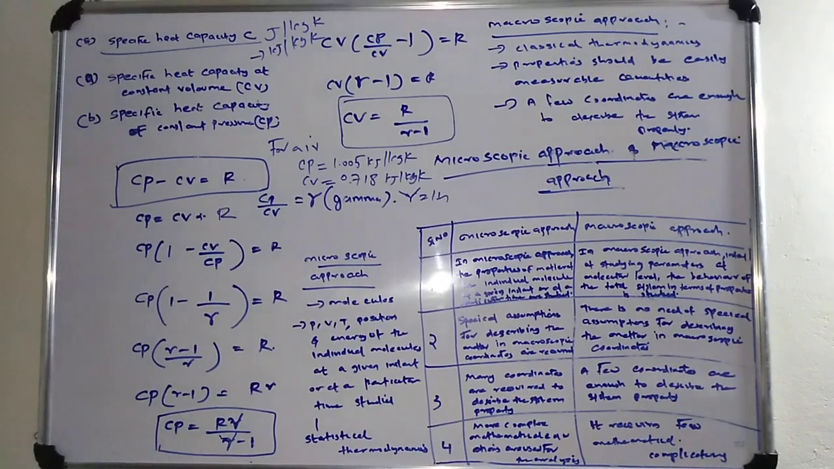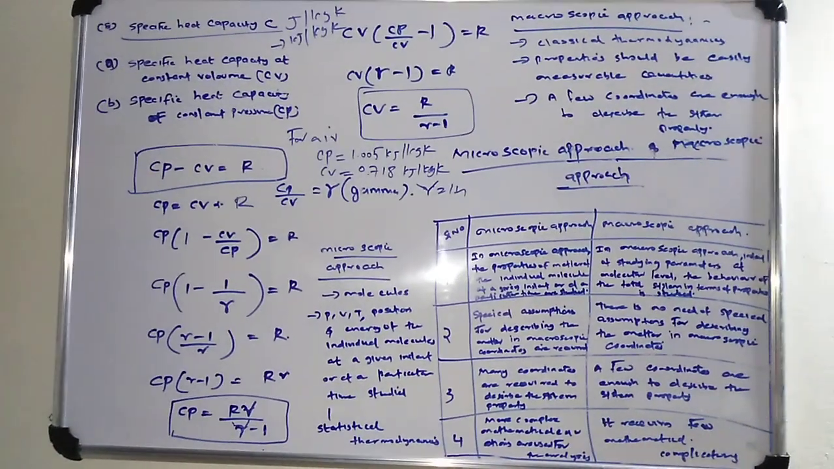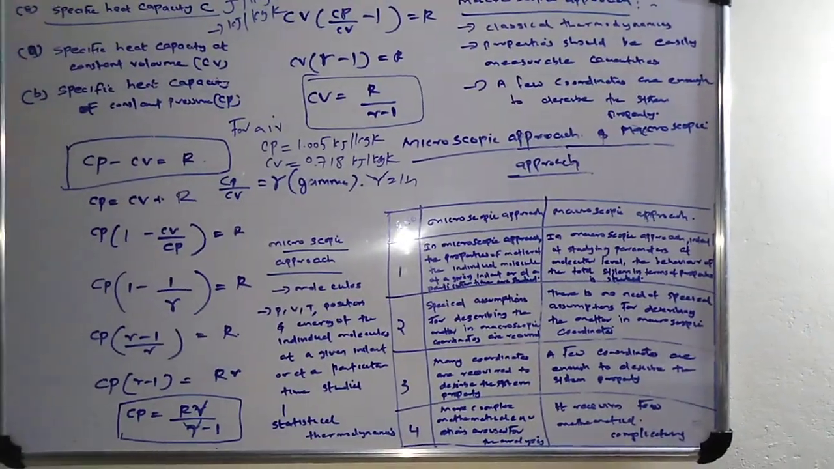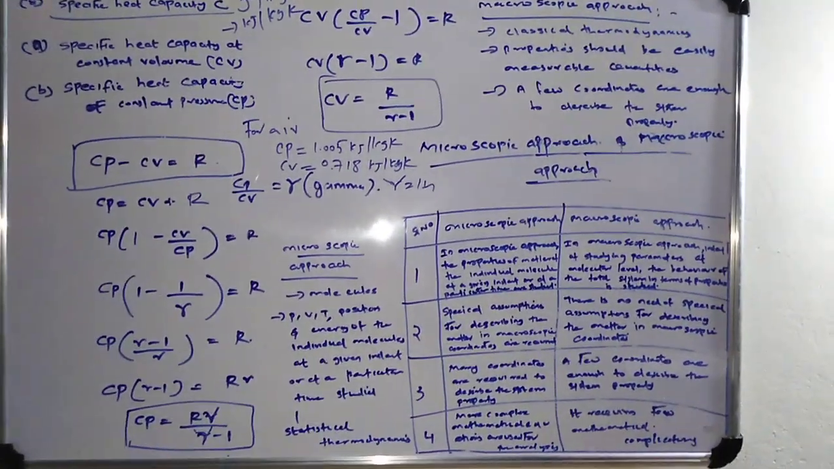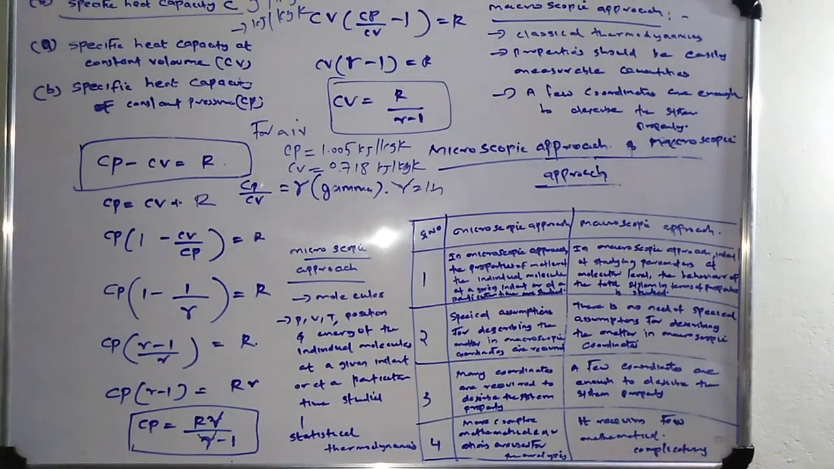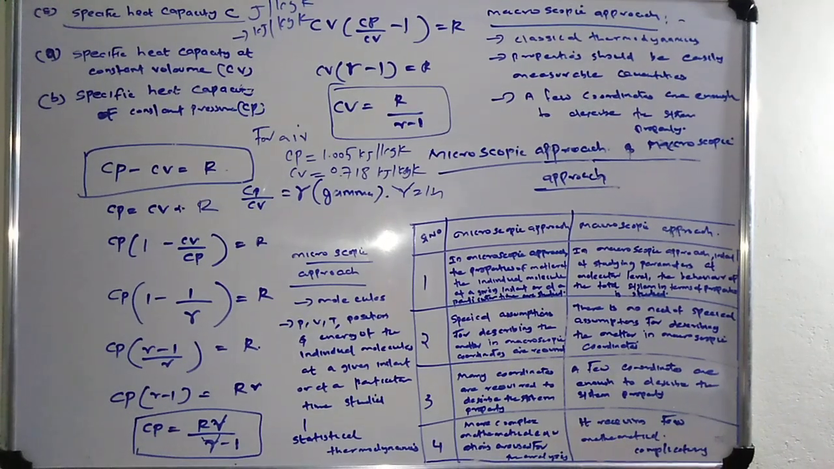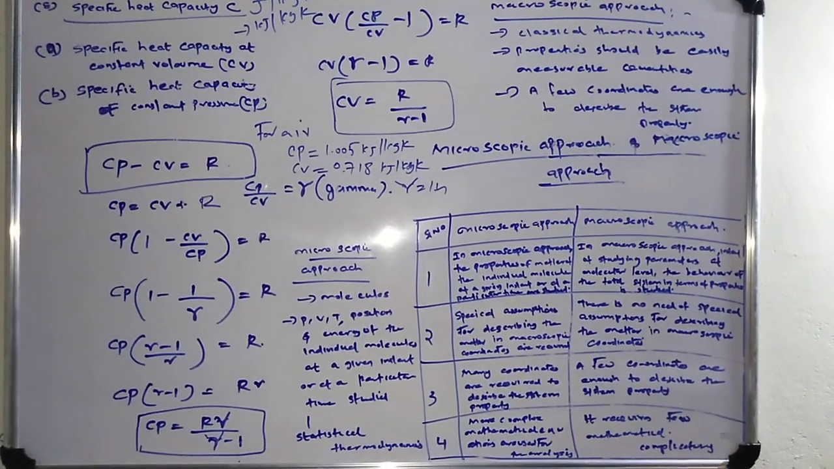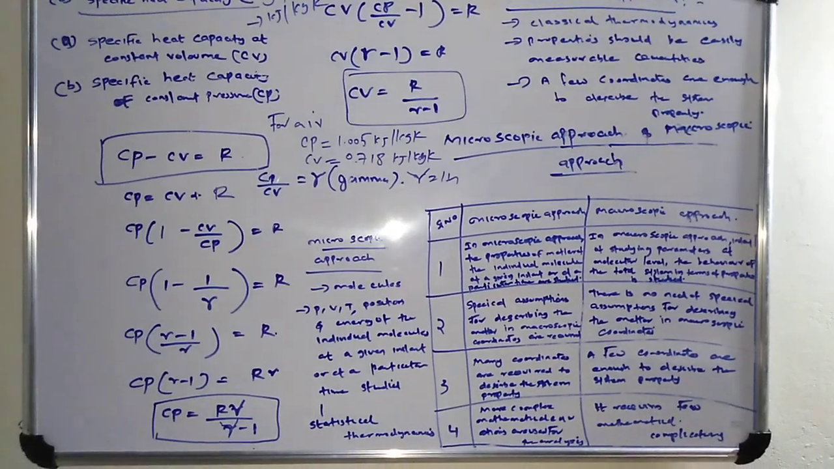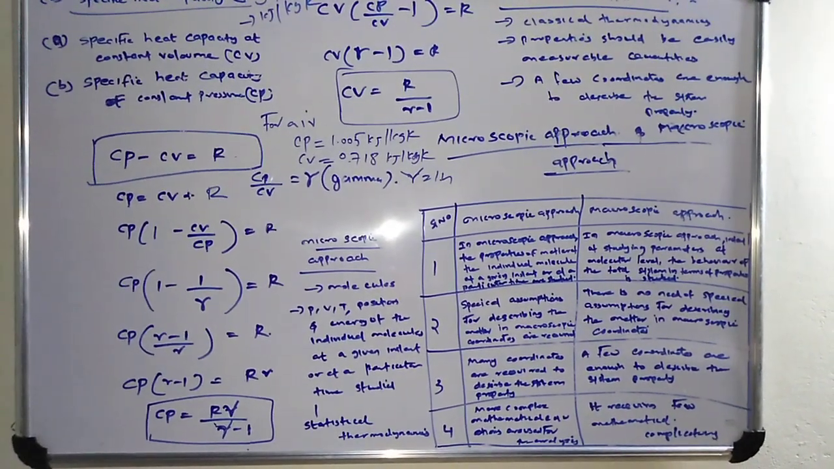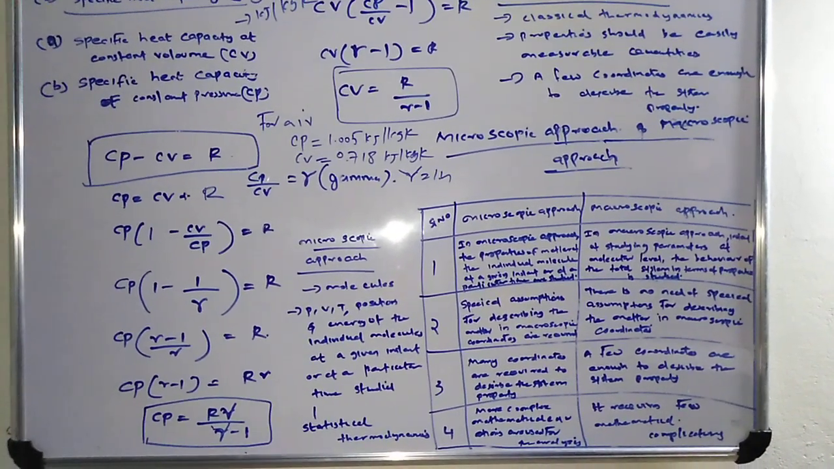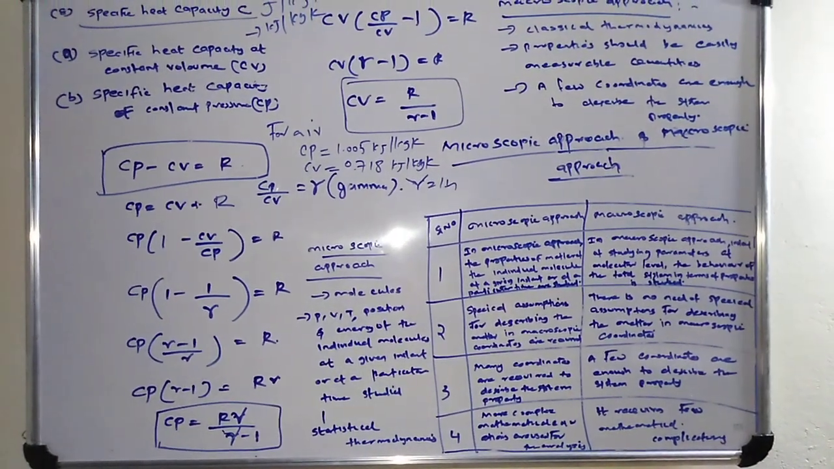Next topic is the macroscopic approach. It is also known as classical thermodynamics. In the macroscopic approach, instead of studying parameters at a molecular level, the behavior of the total system in terms of properties such as pressure, volume, temperature are studied. These properties at every instant can be easily measured. It is also known as the classical approach or macroscopic approach.